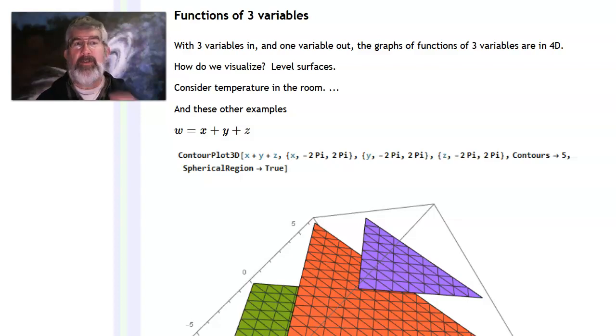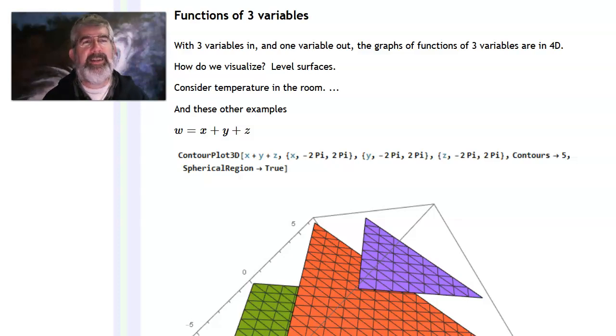Now I've got three input variables, and so I've got a whole space worth of input, and then I need another direction for the output. And so the graph of a function of three variables is going to be out in the fourth dimension, which makes it a little challenging to see. However, we can get some insight as to what's going on with those graphs by looking at contours.